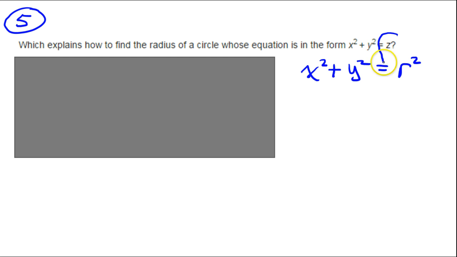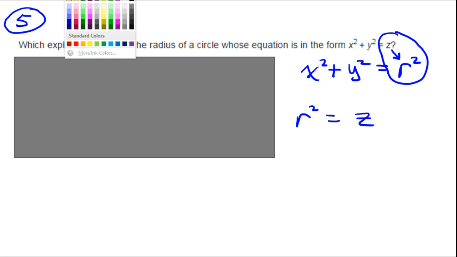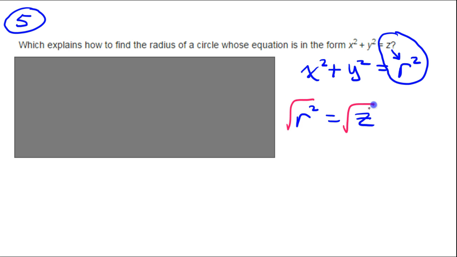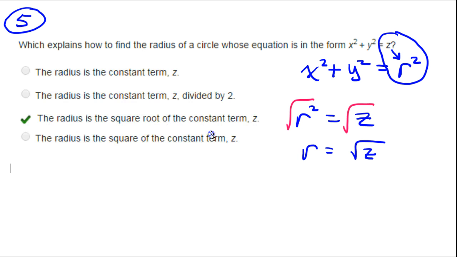So look what we have here. Z is in the same position as the radius squared. So in other words, the radius squared must equal z. So how would I find the radius? Well, I would take the square root of both sides, wouldn't I? So that means the radius should equal the square root of z. Alright, so the radius is the square root of the constant term z. Boom. That's it.